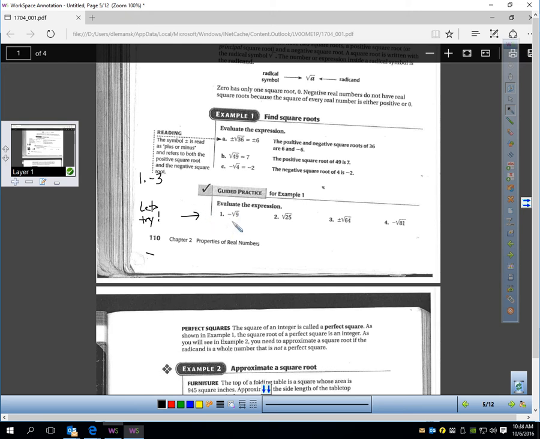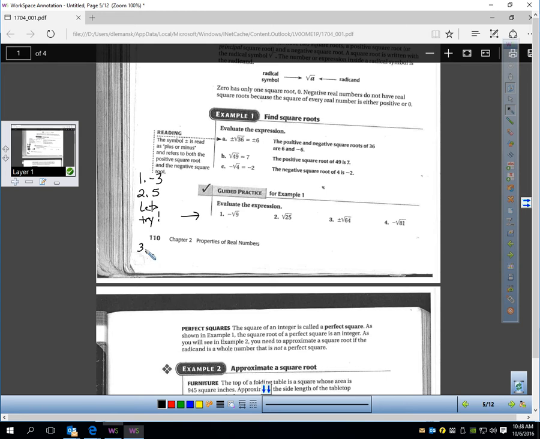Typically, when you answer these, they only ask for the principal square root. So in the answer key, you'll probably only see one answer. They're going to have you do the principal square root. Number 2, the square root of 25, I've already given that away, it's 5. Okay? Or I guess you could put negative 5, but we're just going to go with the principal square root.